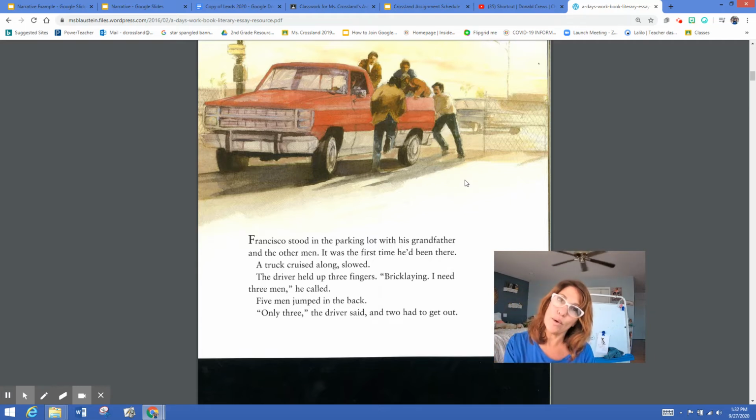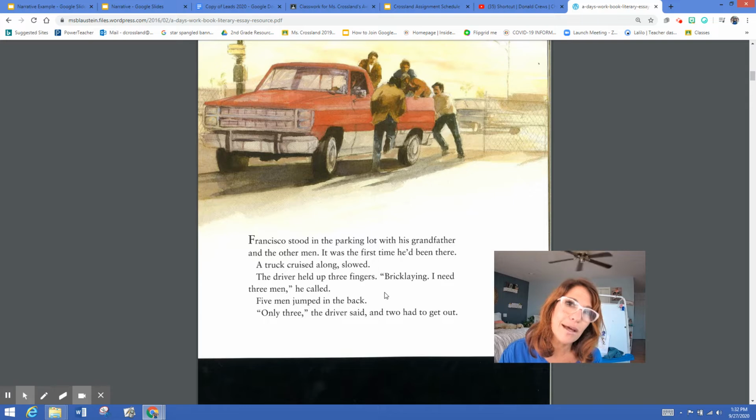You're going to just incorporate it into your story. So the way that Eve Bunting does this is that she names the people. She talks about Francisco. She talks about the grandfather. And then she says where they are. They're in a parking lot. It looks like they're looking for work. So she puts it in the story without blatantly spelling it out.